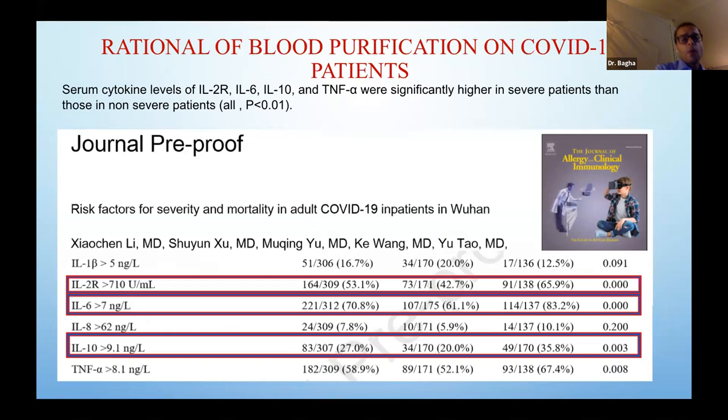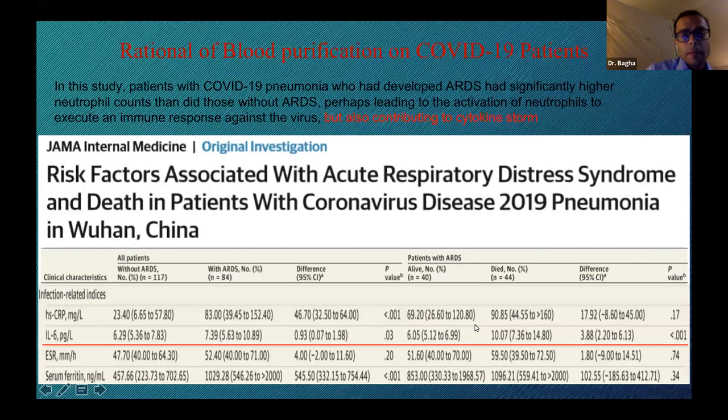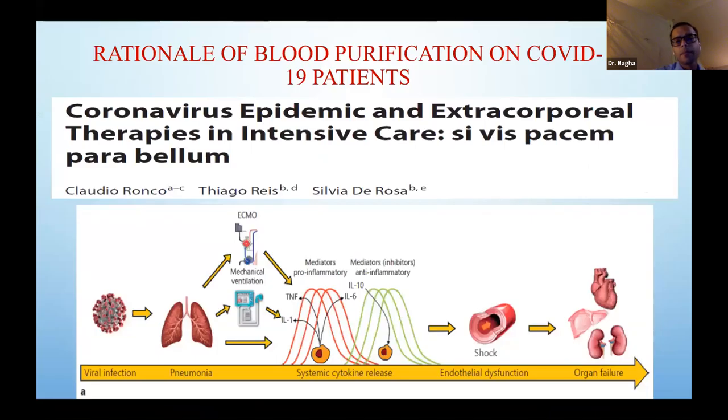And what was found, in this paper from Wuhan, was that the pro-inflammatory cytokines, your interleukin-2R, interleukin-6, and interleukin-10, were significantly higher in patients with severe disease as compared to patients with non-severe disease, and these are the ones that I've highlighted in red. Interleukin-6 was also higher in patients who had more severe disease and in mortality as well. So this shows that we basically need to remove these pro-inflammatory cytokines from the system.